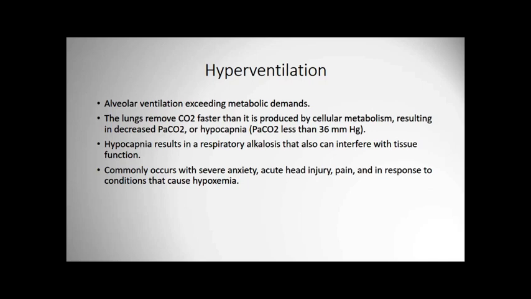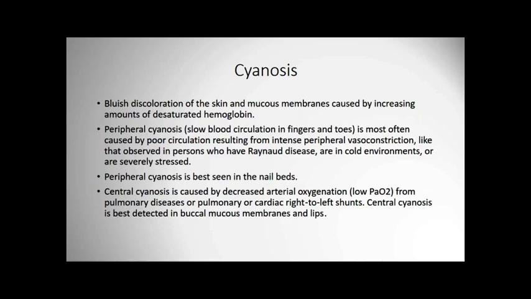If we have low levels of oxygen, we tend to breathe faster, and we can develop hyperventilation and reverse the process. Now, cyanosis is another sign. It's a sign that can appear in people with respiratory problems and also cardiovascular problems, as you studied before, in some congenital malformations. So it's a bluish discoloration of the skin and mucous membranes that normally is caused by increasing amounts of desaturated or reduced hemoglobin.